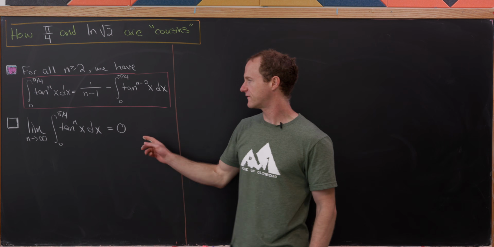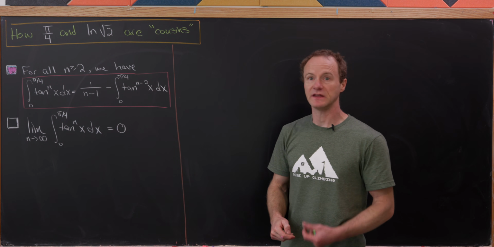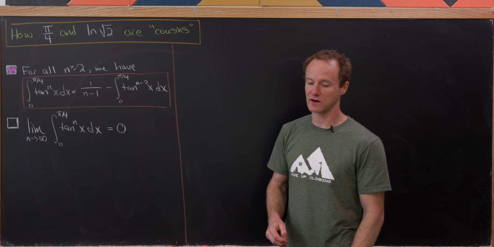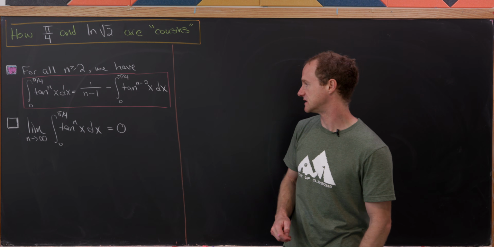Okay, now we're ready for this next bit. We'll show that the limit as n goes to infinity of the integral from 0 to pi over 4 of tangent to the n power of x dx is equal to 0.